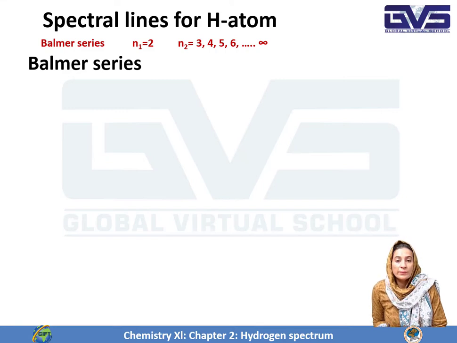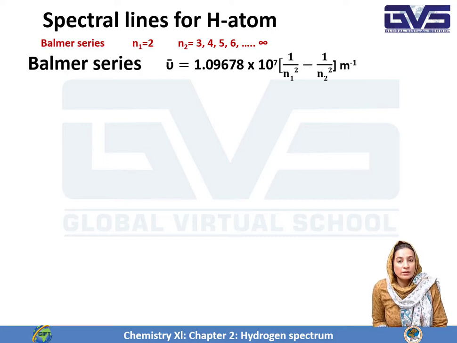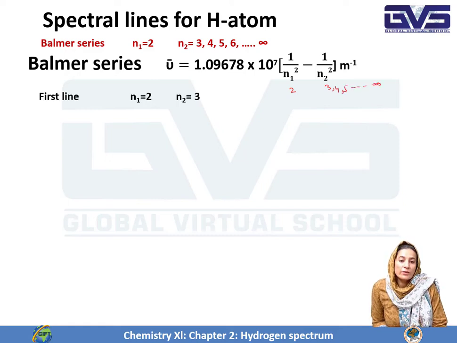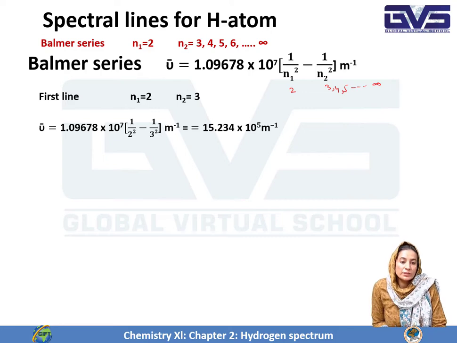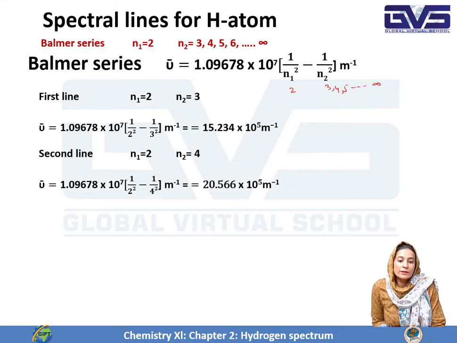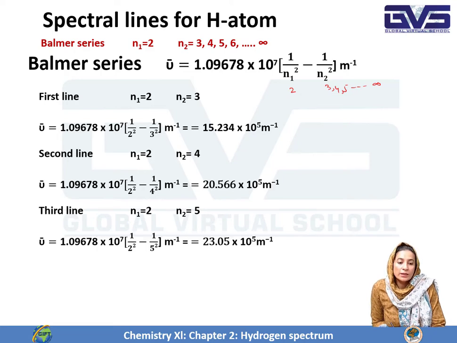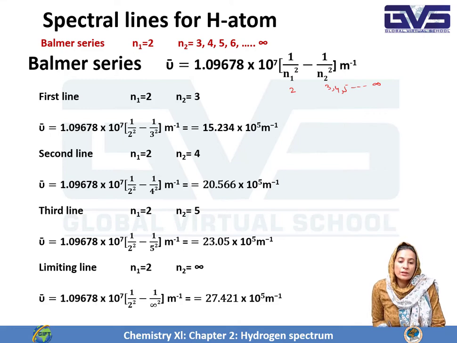up to the limiting line. In this case, the lower orbit is 2 and the higher orbits will be 3, 4, 5 and up to infinity. So putting the values in this equation and solving it, you can find the wave number for the first line, for the second line, similarly for the third line, for the fourth line, and for the infinity line, which is called the limiting line. You can calculate the wave number for each line in this way. So this group of lines exists in the Balmer series.